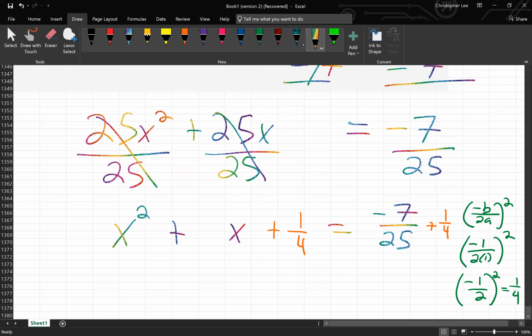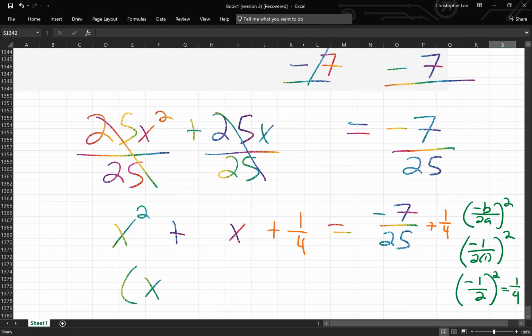So you already know, let's factor this. This is going to become what? x plus or minus? Plus what? Don't overthink it. 1 over 2. Right? Which is equal to, and then you just add these together.